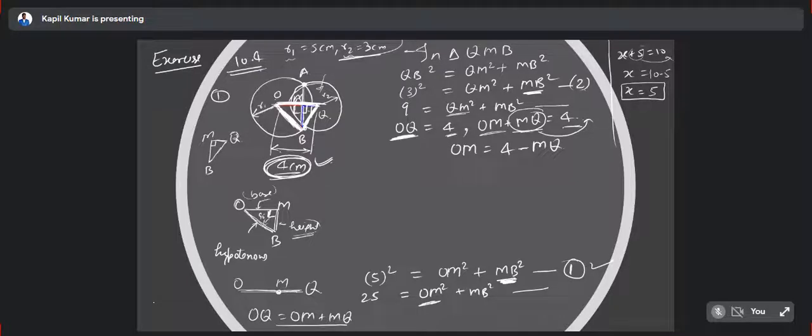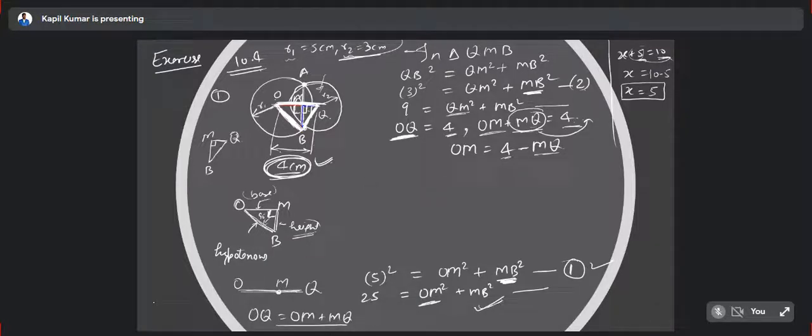So now we can say x is equal to 5. We can apply this to variables also. Here we have the values, and here we have the variables, because OM is a variable, MQ is a variable, so this MQ will go this side, so it will become OM equal to 4 minus MQ. So we change the sides, so it will become minus. Understood, sir.